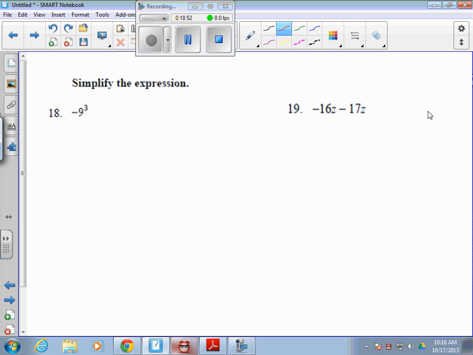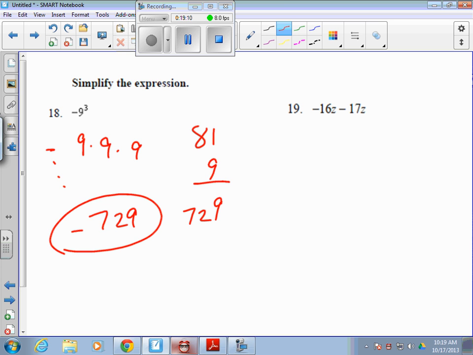18 says simplify this expression. It's 9 times 9 times 9, and then the negative gets brought down after the fact. 9 times 9 is 81, and 81 times 9 is 729. So 729, and then the negative gets brought down in front of it. Negative 729. Negative 16z minus 17z, same exact signs. Negative 16 minus 17 is negative 33z.